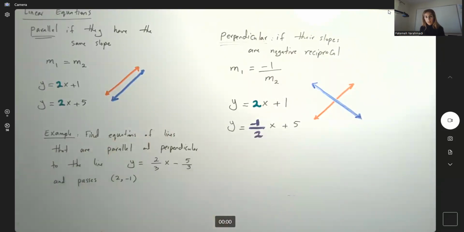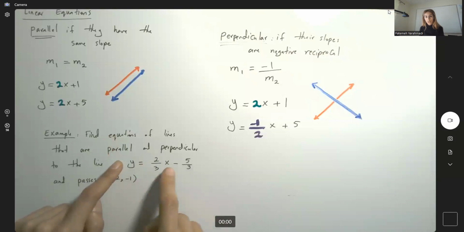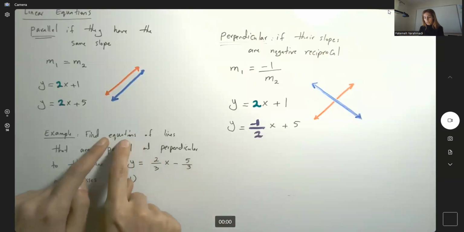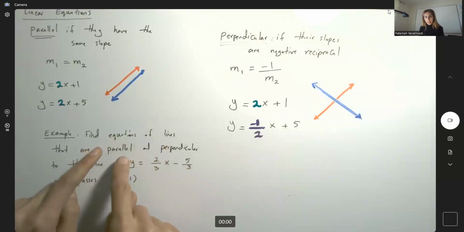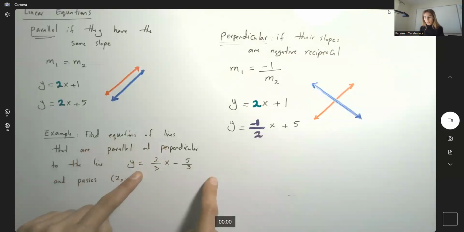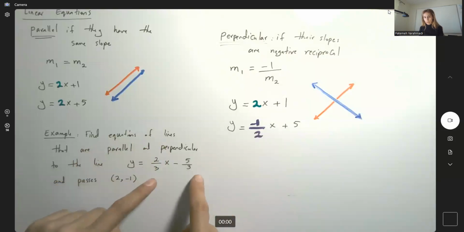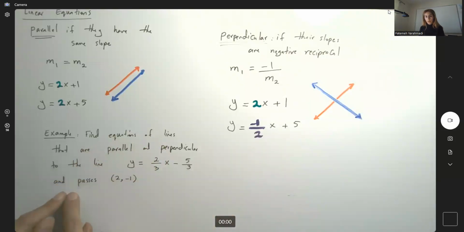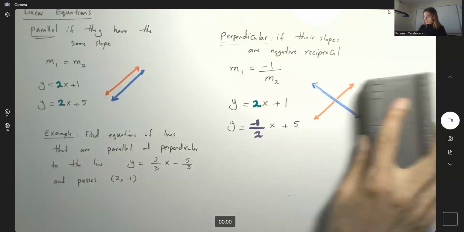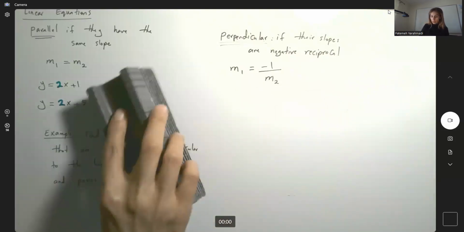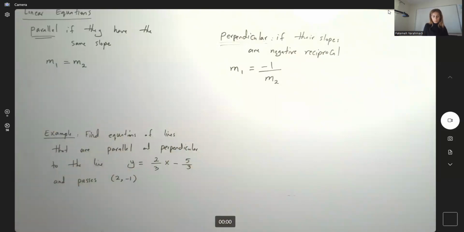So what is given to us? The equation of a line is given to us: 2/3 times x minus 5/3. We are finding equations of lines that are parallel to this line and perpendicular to this line, and both of them are passing through the point (2, -1). Perfect. So I'm going to just erase these so we have enough space.